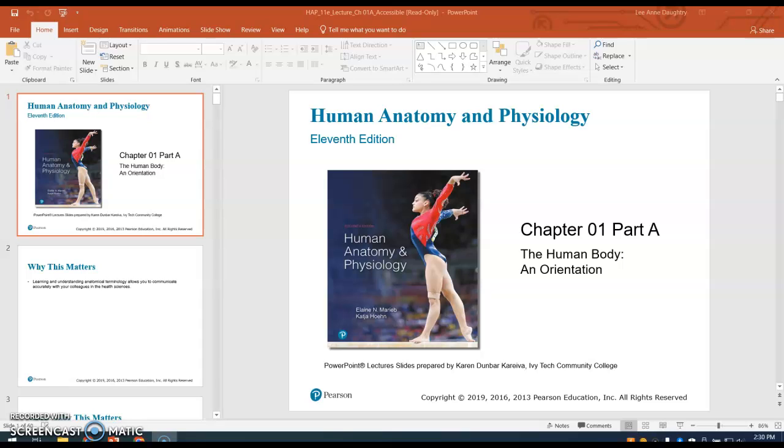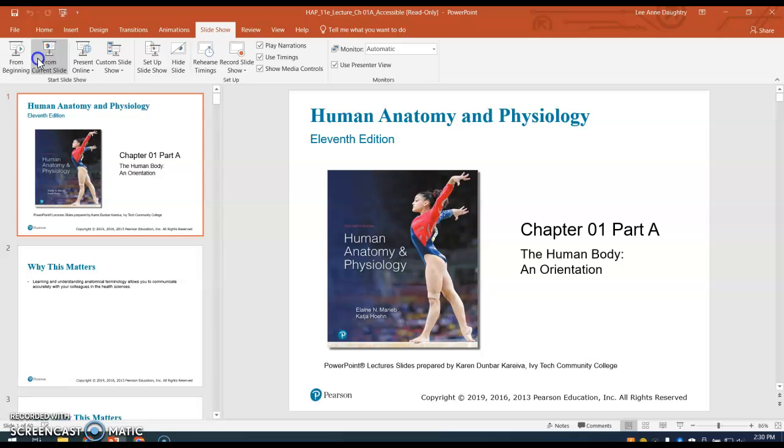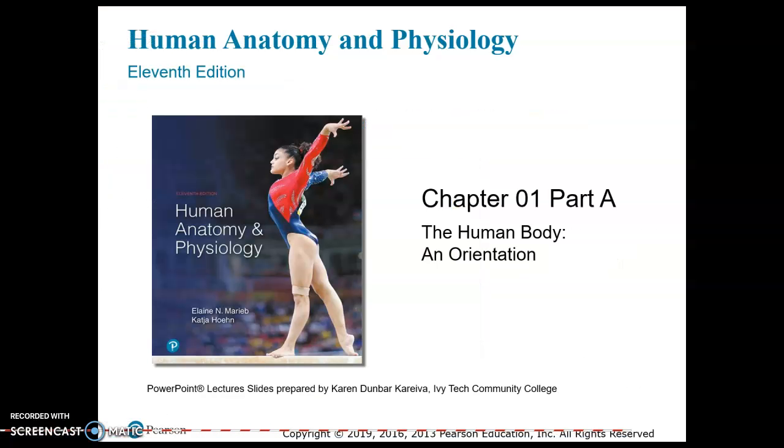These are the lecture notes for Chapter 1 of Human Anatomy and Physiology. Chapter 1 is on the human body and orientation. And let me set this up so we can look at it in the slideshow view. Okay, and this slide number 2 just talks about why the information in this chapter matters.